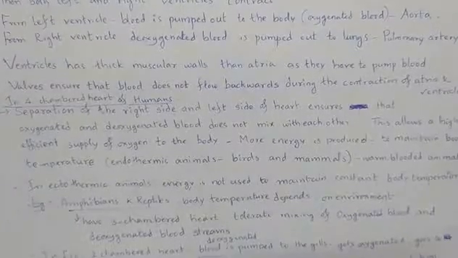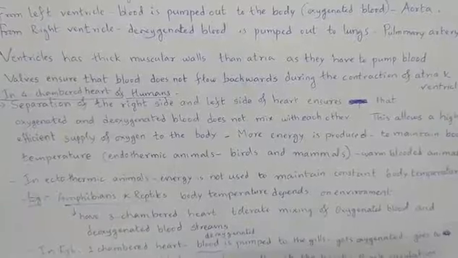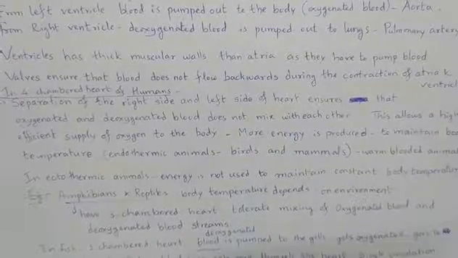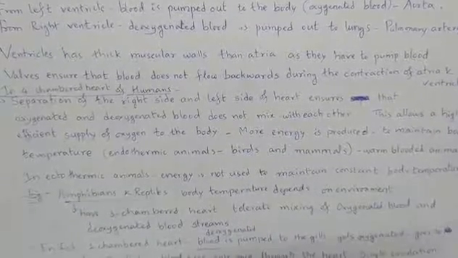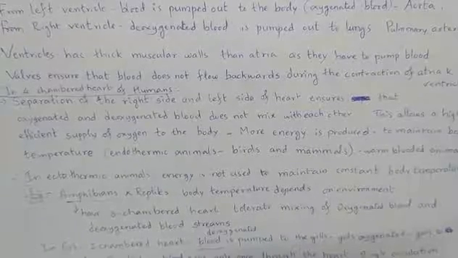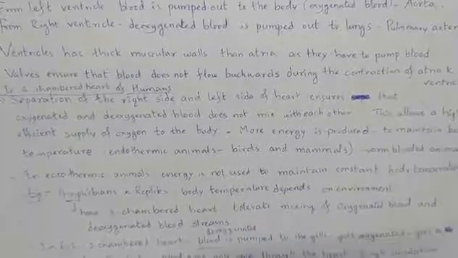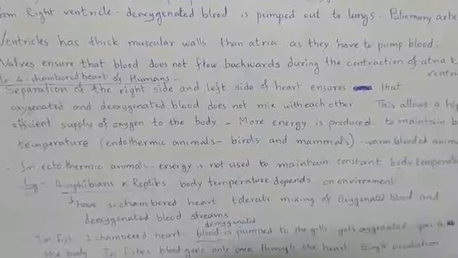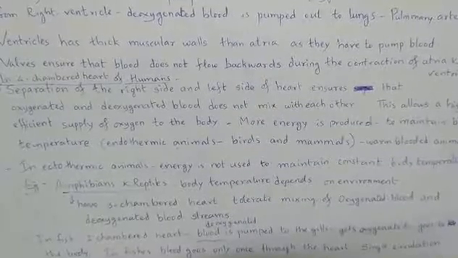Amphibians and reptiles have a three-chambered heart. As they have a three-chambered heart, they tolerate the mixing of oxygenated blood and deoxygenated blood to some extent. In fishes, there is only a two-chambered heart.